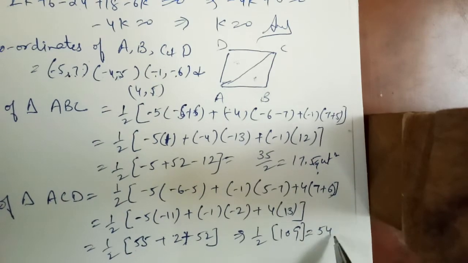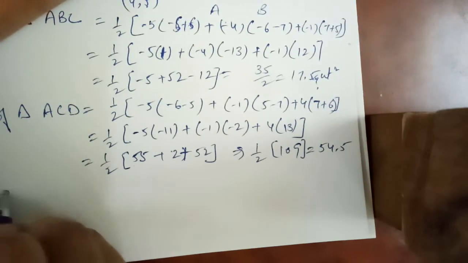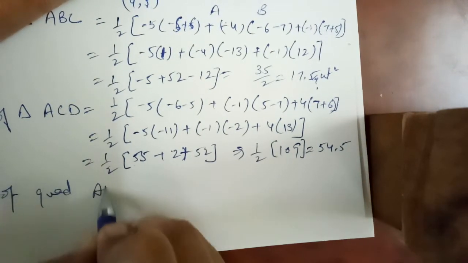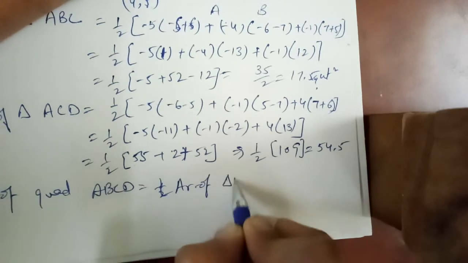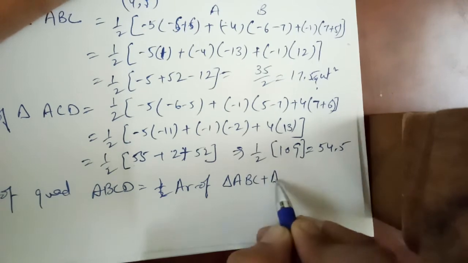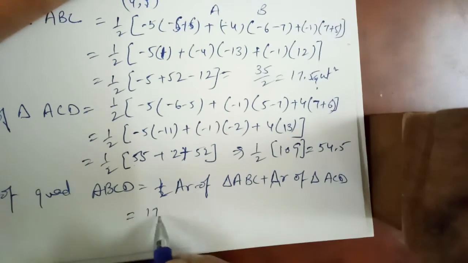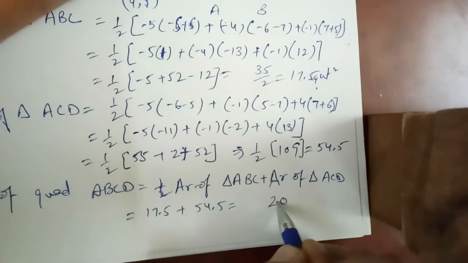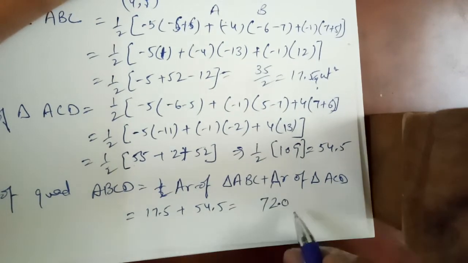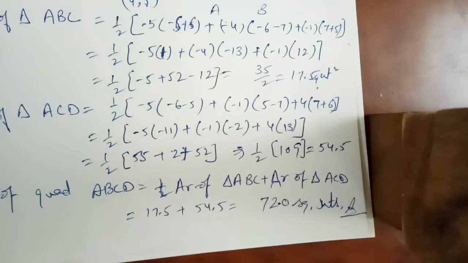Its value is 54.5. Now add these areas. Area of quadrilateral ABCD is equal to area of triangle ABC plus area of triangle ACD. That is 17.5 plus 54.5, which is 72 square units. That is the answer of this question. According to it, you have to solve the questions of the exercise. Till then, thank you.